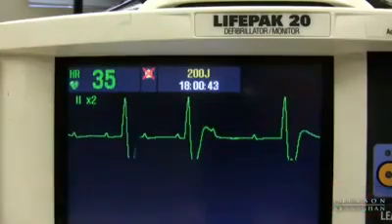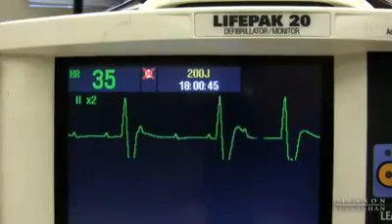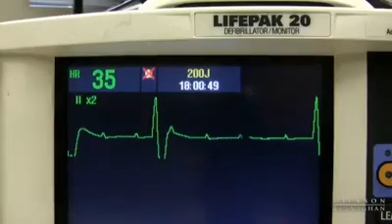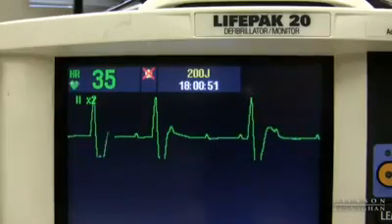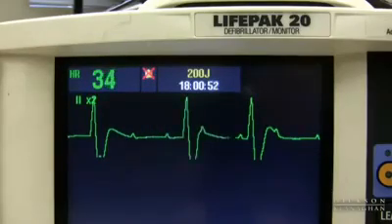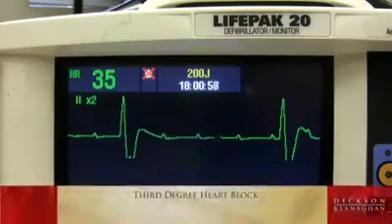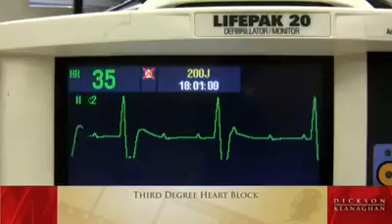In this rhythm, I do notice wide QRSs. I notice the heart rate is also slow, below 60. I see more P's than Q's. I know it's a heart block. And there is no consistent relationship between the P's and the Q's. So this is a third degree heart block, complete heart block, also called AV dissociation.